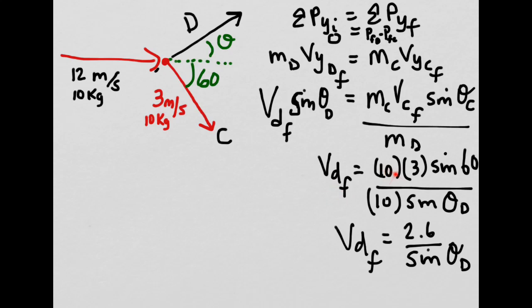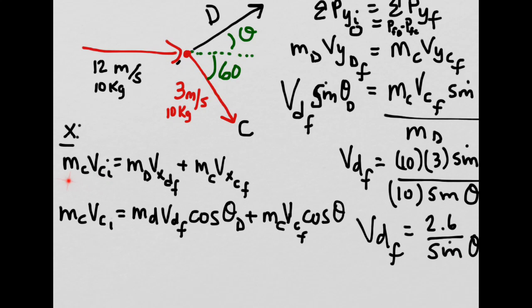I put in the numbers that I knew, and I solved for Vd final, 2.6 sine of theta d, that's what I don't know. So I'm going to bring this over in the x direction and solve.